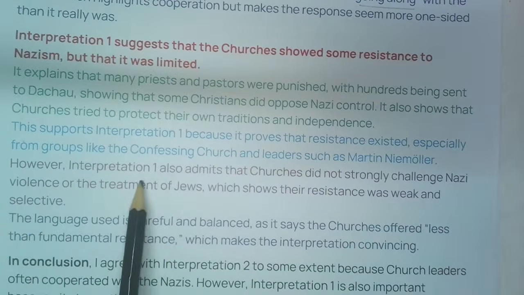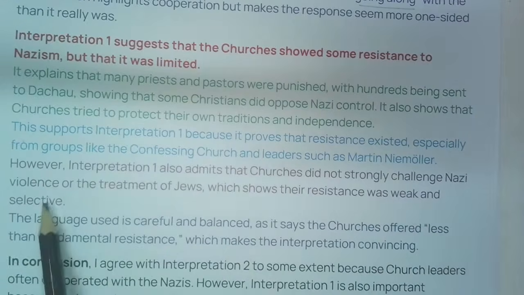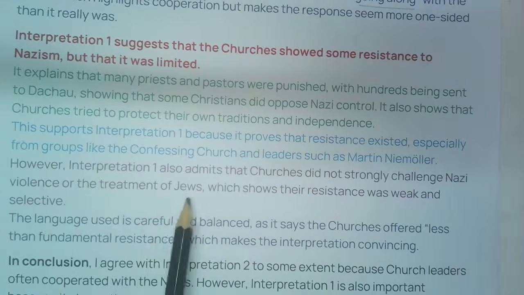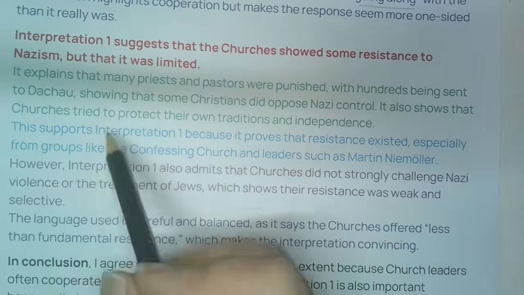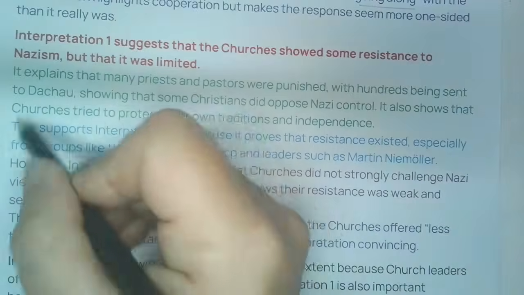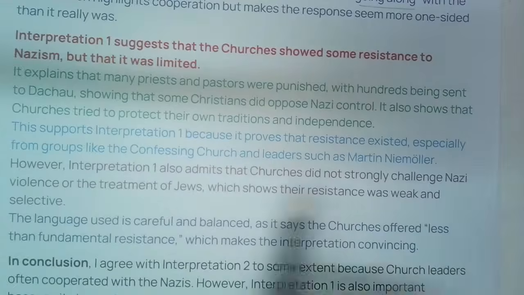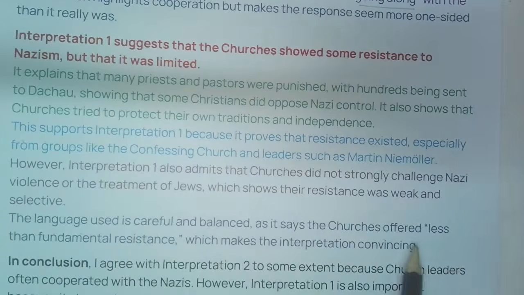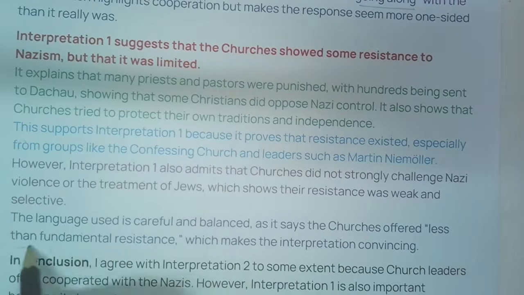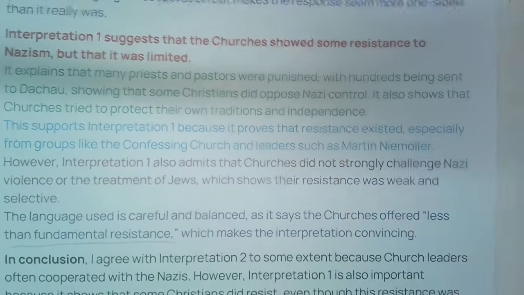However, interpretation 1 also admits that churches did not strongly challenge Nazi violence or the treatment of Jews, which shows that their resistance was weak and selective. So we're saying interpretation 1 makes some good points, but it also admits that the churches were not strong. Then, again, use your English skills. The language is careful and balanced. It says the churches offered less than fundamental resistance, which makes the interpretation less convincing.